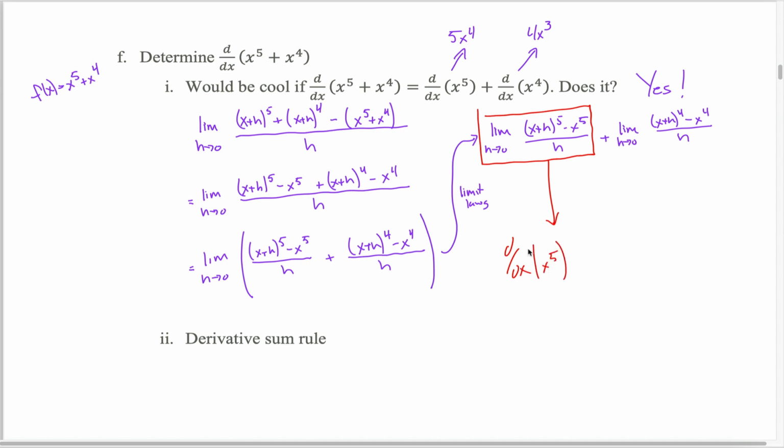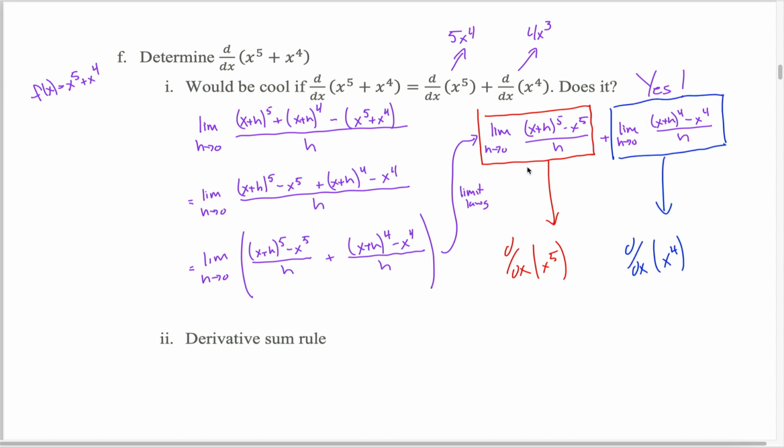Think about it. If someone asked you the derivative of x to the 5th power, you'd be like, difference quotient. Limit as h approaches 0 of f of x plus h, to the 5th power, minus f of x to the 5th power, divided by h. You'd write exactly this box. This box represents the derivative of x to the 5th power. And similarly, this box right here represents the derivative of x to the 4th power.